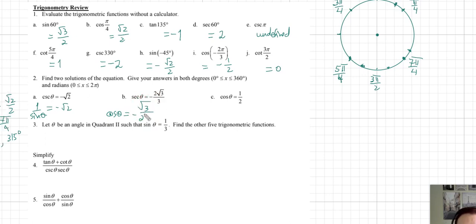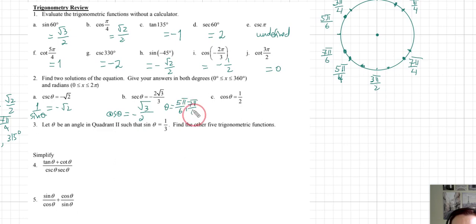Negative square root of 3 over 2. Cosine, negative square root of 3 over 2, is going to be the value over here and over here. Okay, so that's going to be our pi over 6, 5 pi over 6. And then this one is now 7 pi over 6. So theta equals 5 pi over 6.